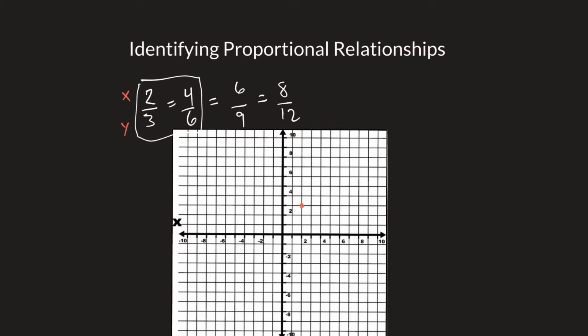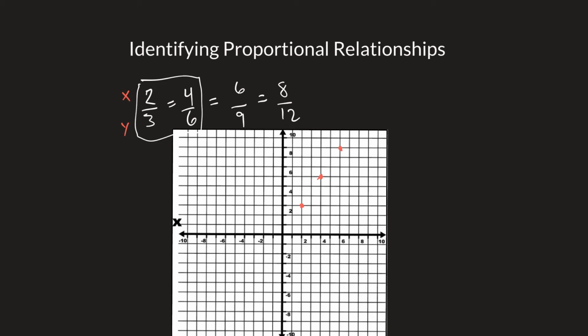All right, that's kind of interesting. I'll do the same thing with 4 and 6. So 4 for x, and 6 for y would bring me right up here. Okay. And then I'll do 6 and 9. It looks like that's as far as I'm going to go. So 6 and 9 would be right there.